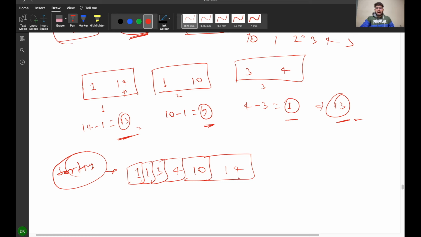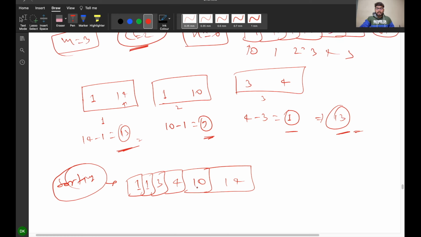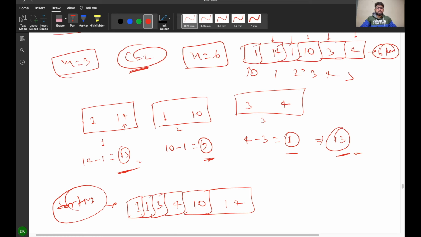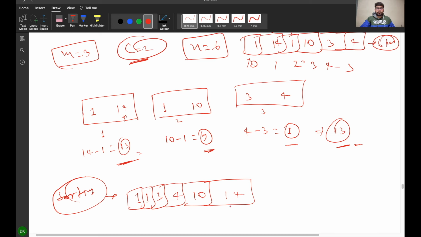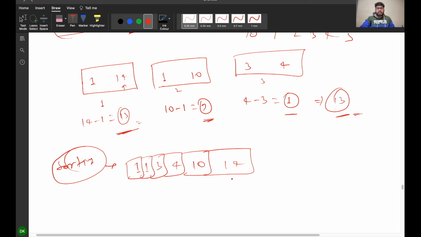After sorting, we can see that 10 does not make a difference with 1, and 14 does not make a difference with 1. If I am taking 14, I want the maximum waiting time from the remaining array, and yes, 10 is just adjacent to 14. So sorting is good for making efficient waiting time.